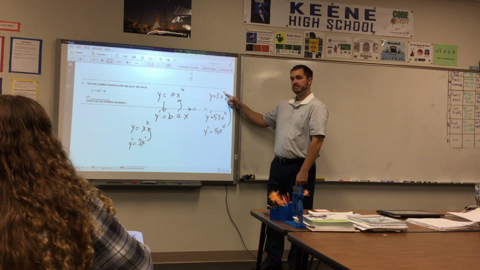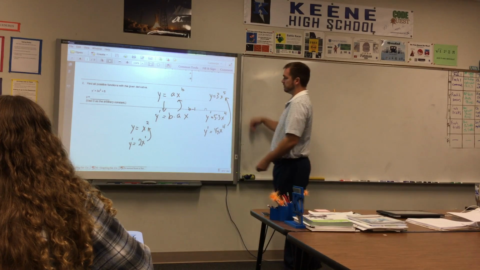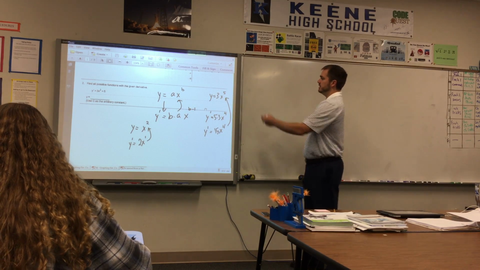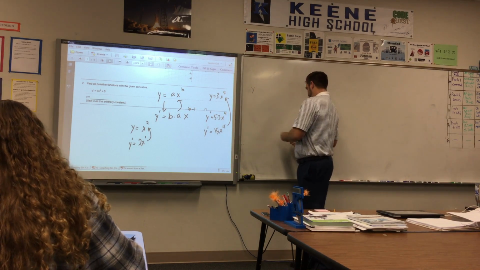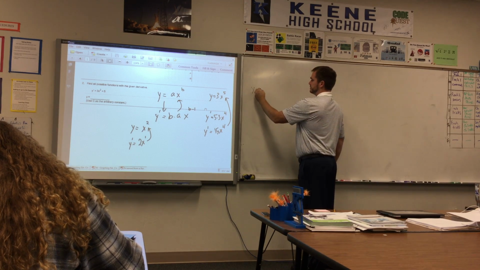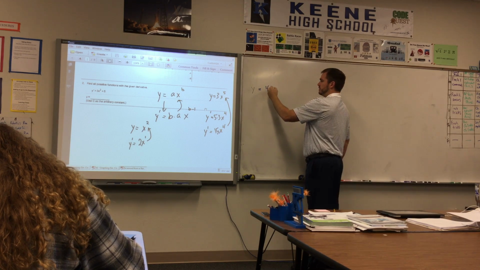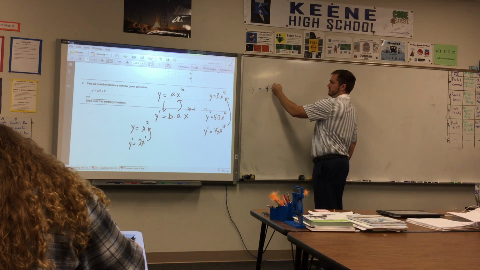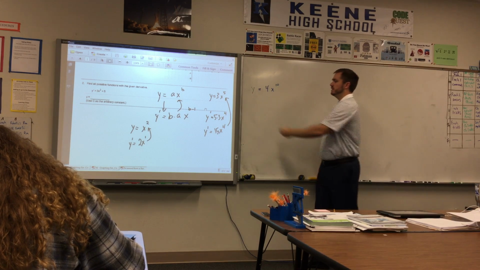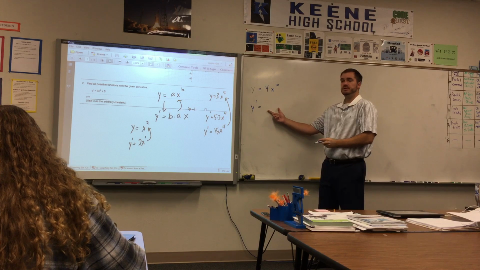Okay? So let's do another example forwards and then look at the reverse just to see if we can notice a pattern here. So y equals, just say, 4x, I don't know, to the 10th. Someone other than Emily here, what would be the derivative of that?